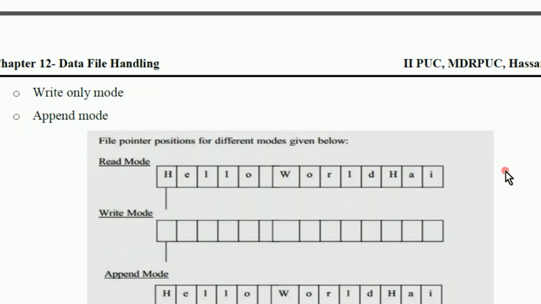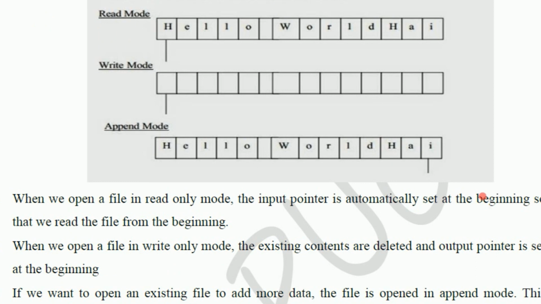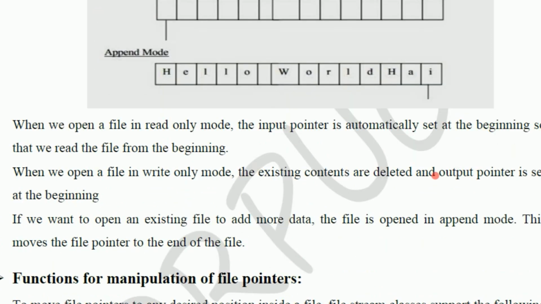In read mode, we can read the information, and the file pointer may be at this position. In write mode, the file pointer may be at this position, and we can write the information. In append mode, the file pointer will be at the end, and from there we can start writing the information. That means it will keep the previous information as it is and write the new information.